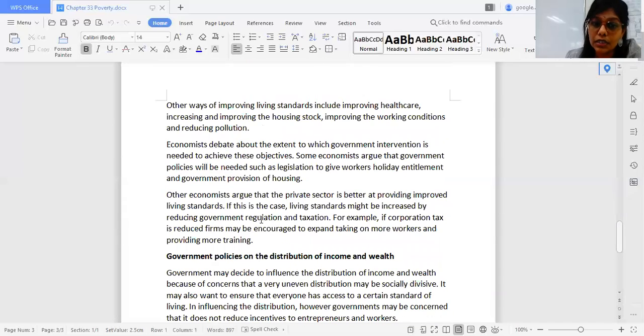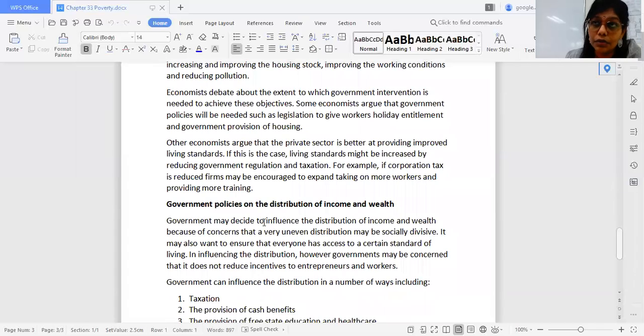Right, government policies on distribution of income and wealth. All right, redistribution of income. But if we want to talk about the redistribution of income, promoting the policies, we have to ensure economic growth. When the economy starts growing, the standard of living, the GDP, the development, all will help at the end of the day to overcome the problem of poverty.